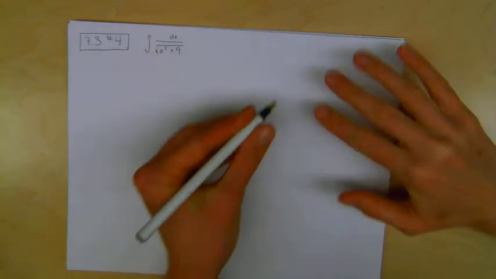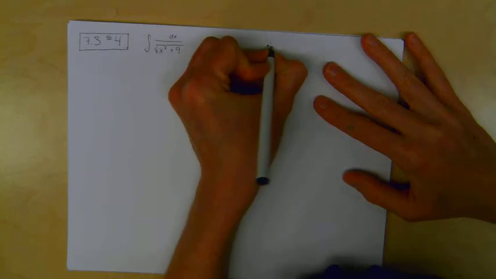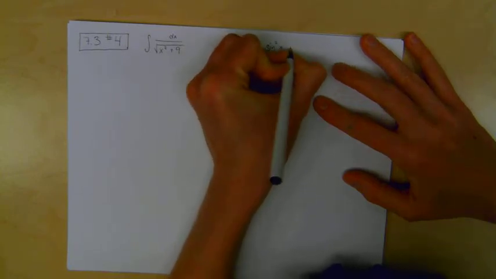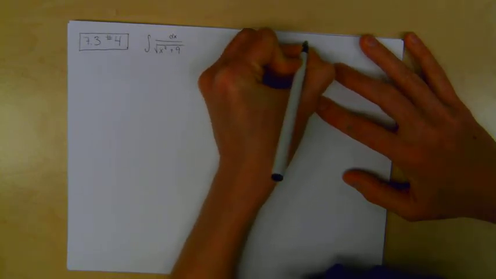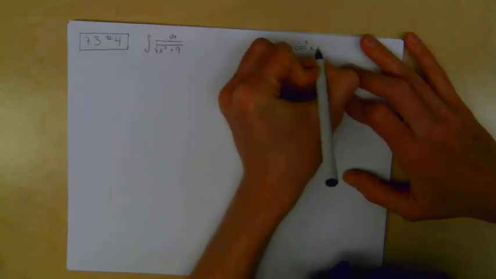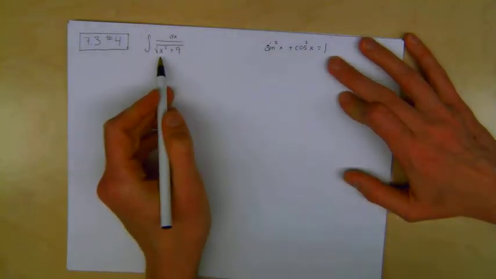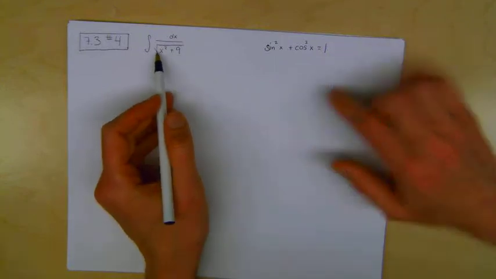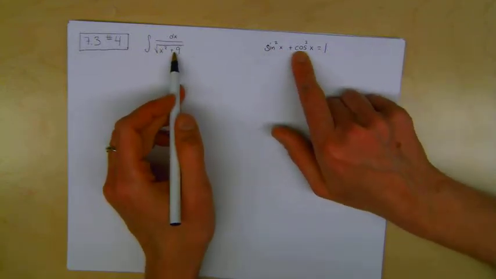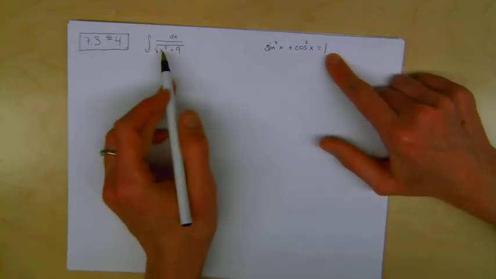I'm one of those people that unfortunately doesn't have all of my trig identities memorized. I know that sine squared x plus cosine squared x equals 1, but that's not the form that we have here. We need to have something squared plus a constant, and that will be something that simplifies.